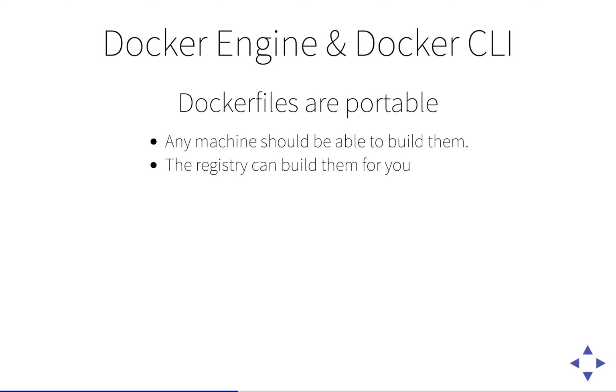But ideally, your images are entirely portable, and as a convenience, the Docker registry can build them for you. It's very easy to connect the Docker registry to GitHub or Bitbucket, where you're keeping your Dockerfiles, and then each time you make updates to your Dockerfiles, you'll automatically have nice, fresh images on the registry waiting for you to pull down and run.